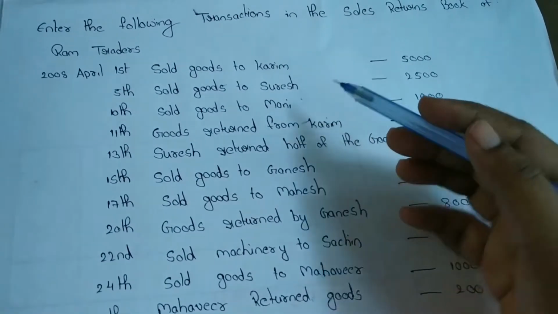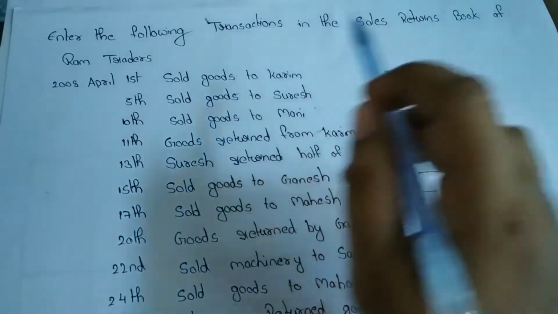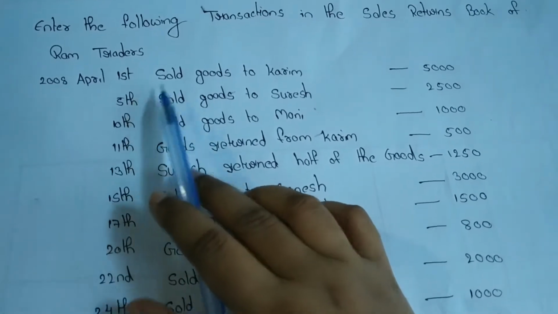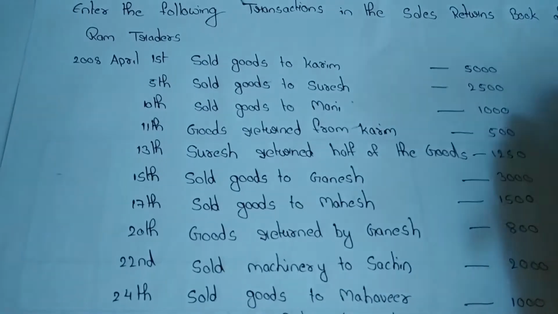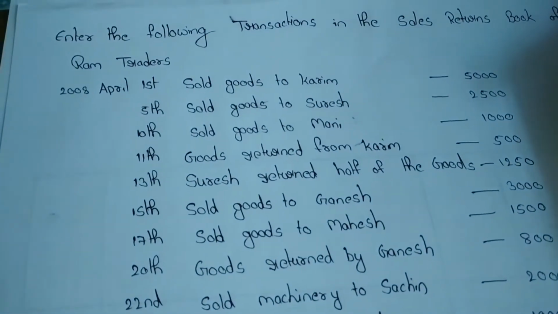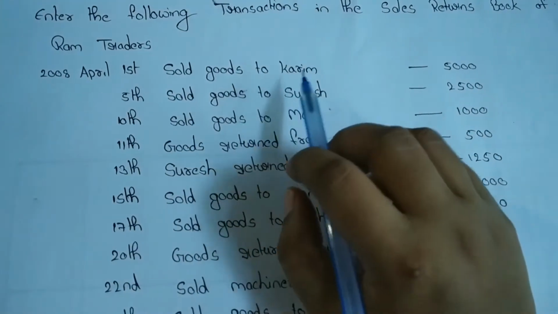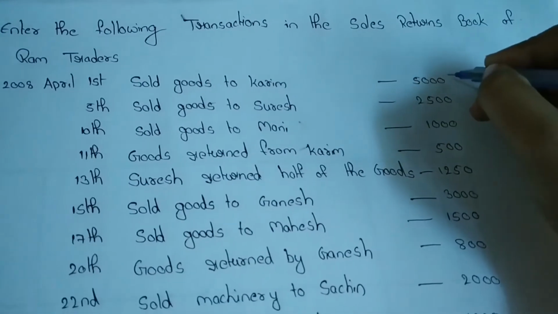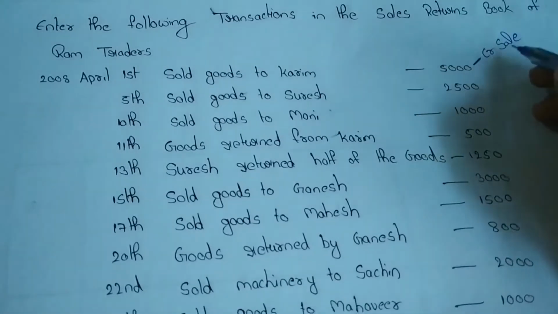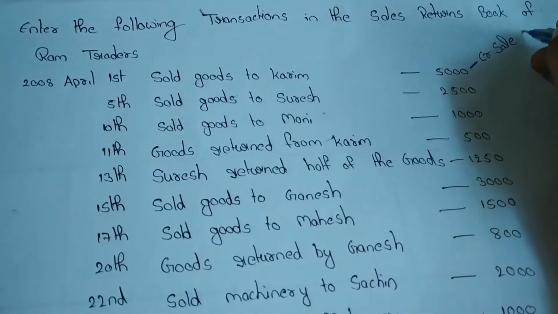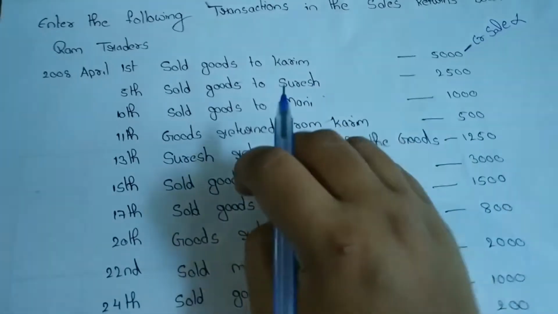First we have to differentiate the transactions according to their respective books. Let's see which transactions come under the sales returns book. Let's go one by one. First, sold goods to Karim. So it was a credit sale, right? Because no cash was mentioned here. Karim is a customer to our business and we sold goods to Karim. So it belongs to the sales book. It was not recorded in the sales returns book. Avoid this transaction.